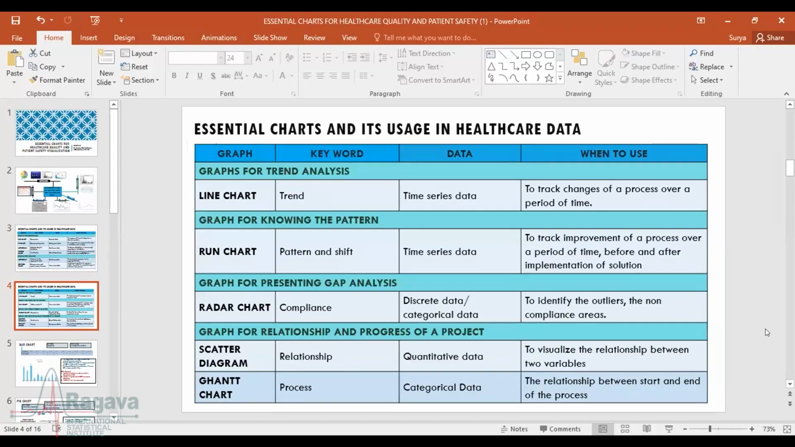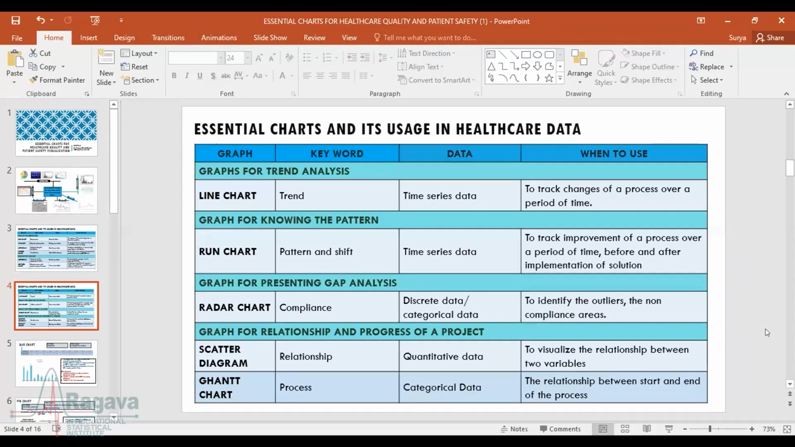When I am analyzing my trend, I will be using the line chart, and I will be needing the time series data for that. To track the changes in my process, whether it is improving, whether any deviation is happening, whether it is deteriorating, I will be able to know through the line chart.